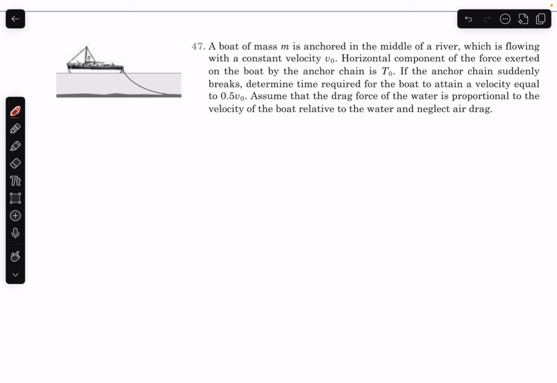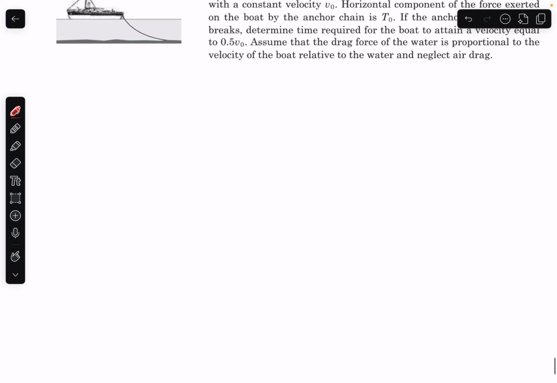The boat is anchored with a chain. If the anchor chain suddenly snaps, determine the time required for the boat to attain a velocity equal to v naught by 2. Assume that the drag force of water is proportional to the velocity of the boat relative to the water, and we have to neglect air drag.